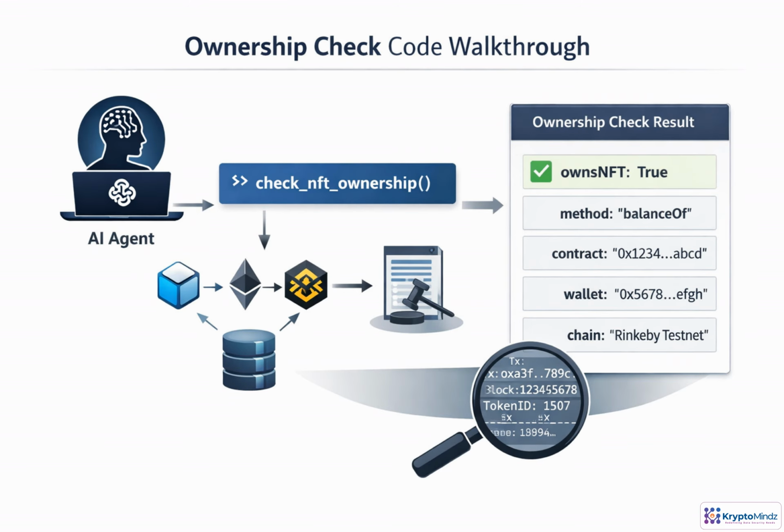In this pattern, the agent should not reason directly over raw blockchain calls. Instead, it asks a narrow tool, such as check NFT ownership, using the wallet, contract, and chain. The tool performs a read-only contract query, like balanceOf, then returns a clean result: owns NFT true or false, along with the method, contract, wallet, and chain as evidence. This keeps the agent's decision simple, while preserving enough detail for testing, logs, and debugging.